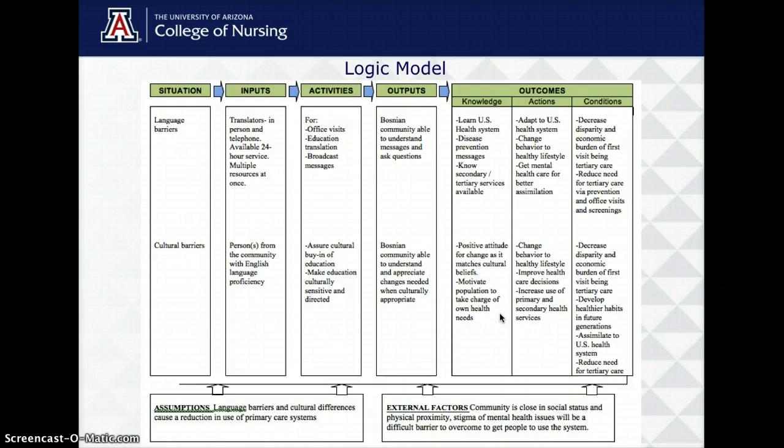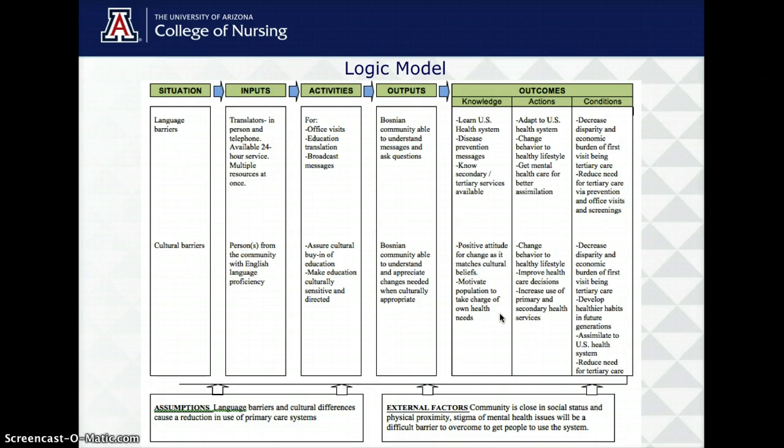I provided a copy of the logic model. It shows 2 of the major barriers that we have with the Bosnian community. One is a language barrier. Having translators in person or by telephone for 24-hour service will allow us to be able to take care of this community at all times.